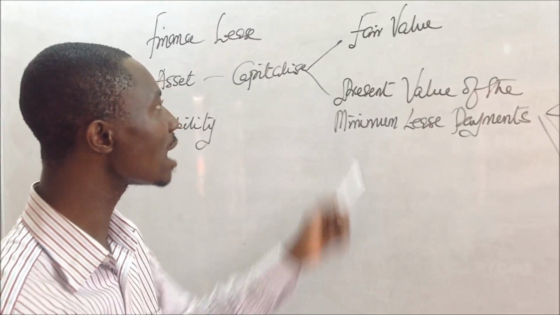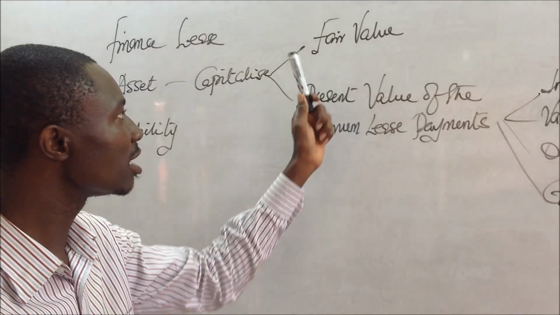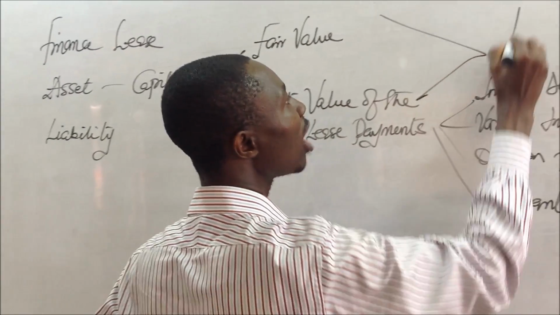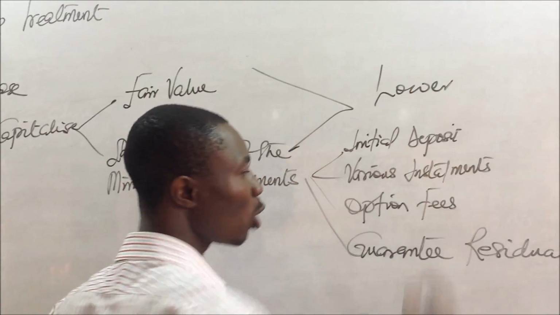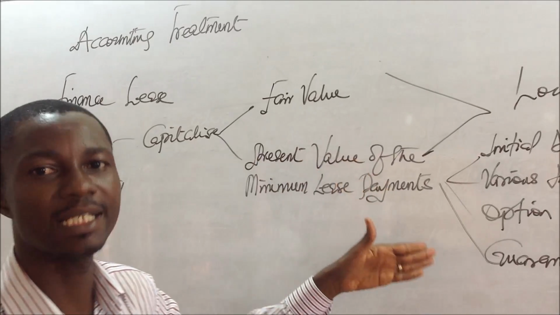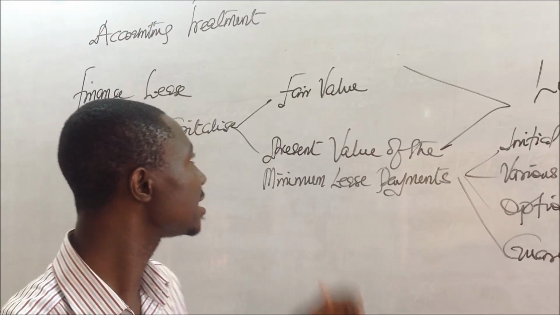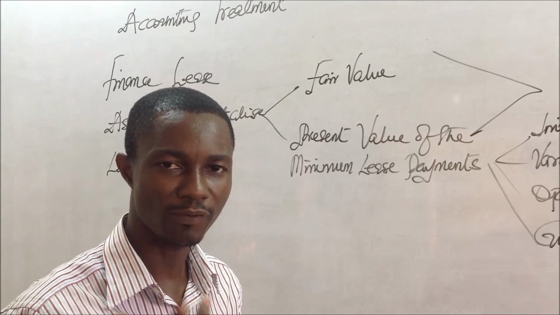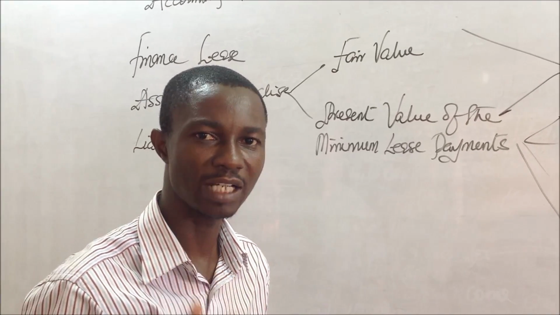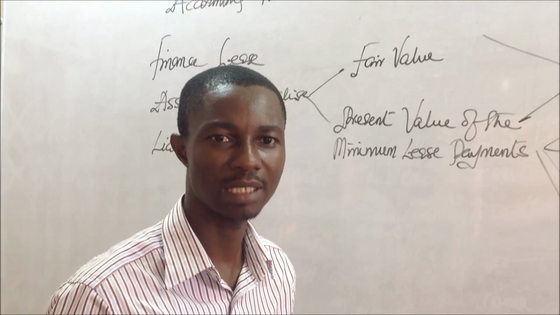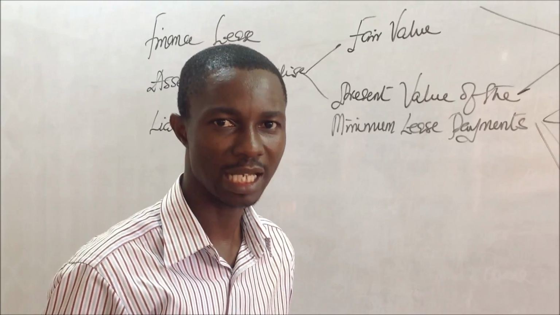Now, what do we do? Once we calculate these two values, the fair value and the present value of the minimum lease payment, we are going to look out for the lower of the two. So, if the present value of the minimum lease payment is, say, 50,000, and the fair value is, say, 55,000, then of the two, which one is lower? The present value is lower, so we would pick the present value of the minimum lease payments as the amount to capitalize.